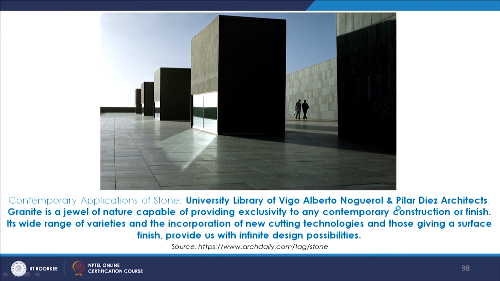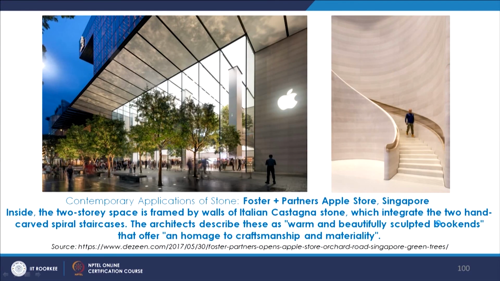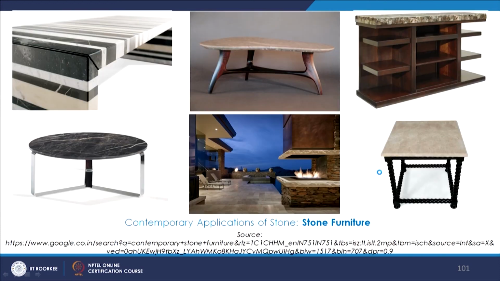This is another one that we saw, the application of granite, and here we see in these three towers how the cladding is done. This is limestone clad residential towers and how the stone is used for cladding that we saw. We saw the Apple Center in Singapore, and how this handcrafted stone staircase creates a nice volume within. We saw some interesting furniture, somewhere it's stone, somewhere it's composite material, and we saw these contemporary examples.